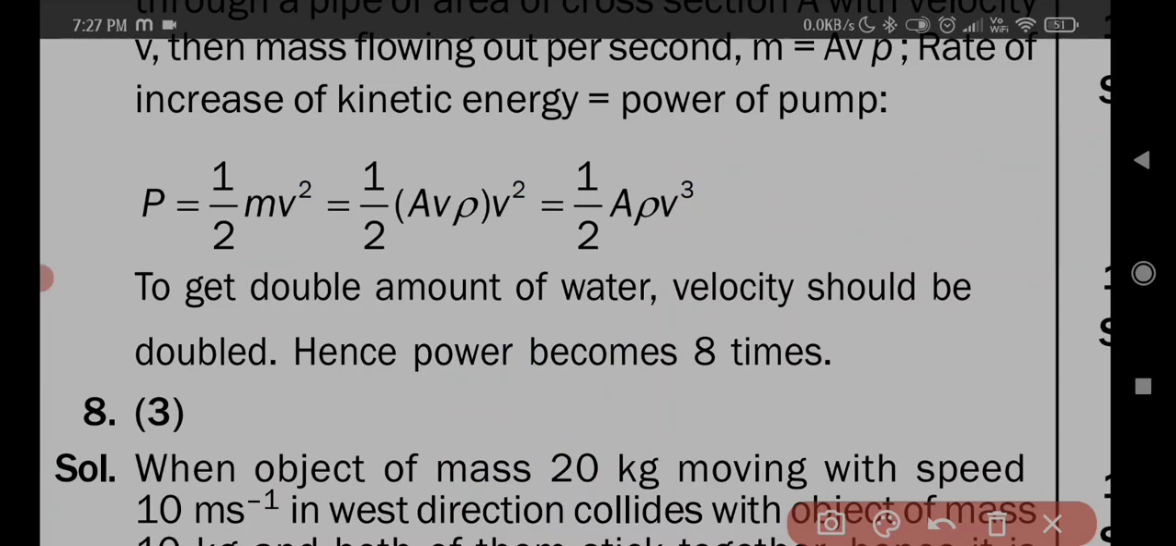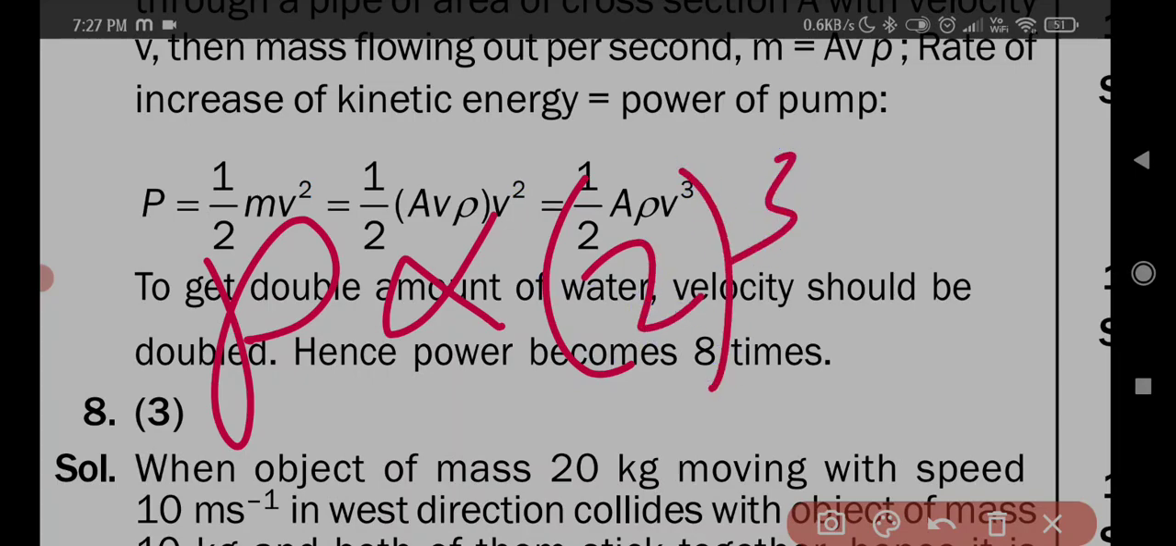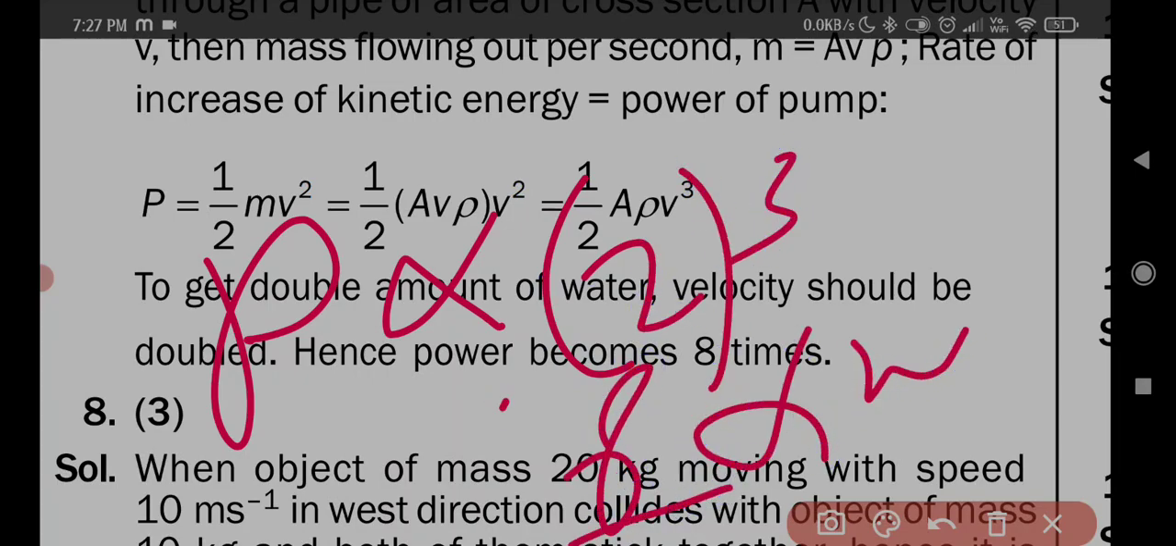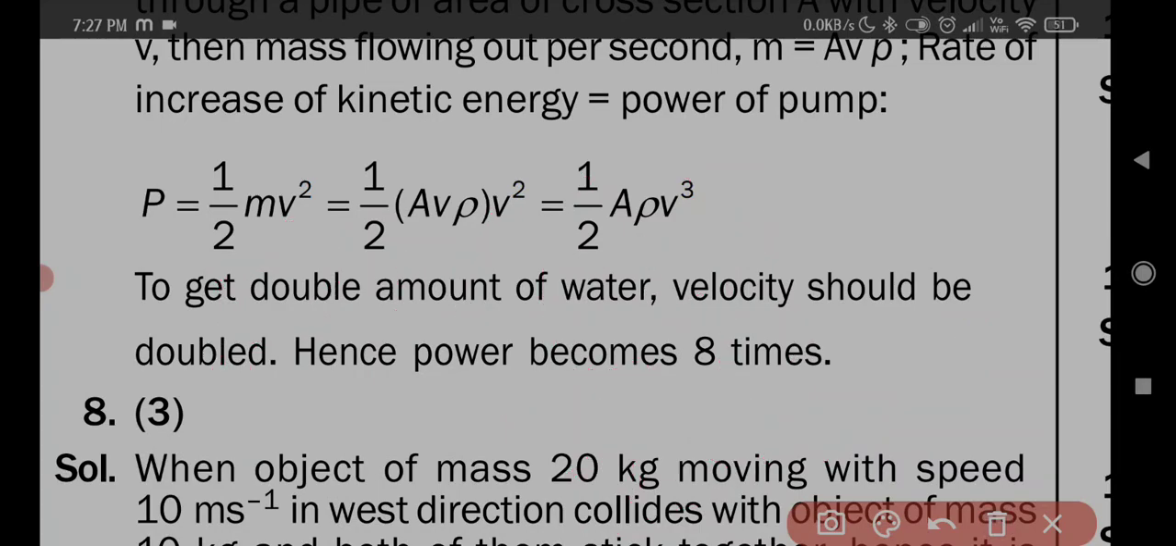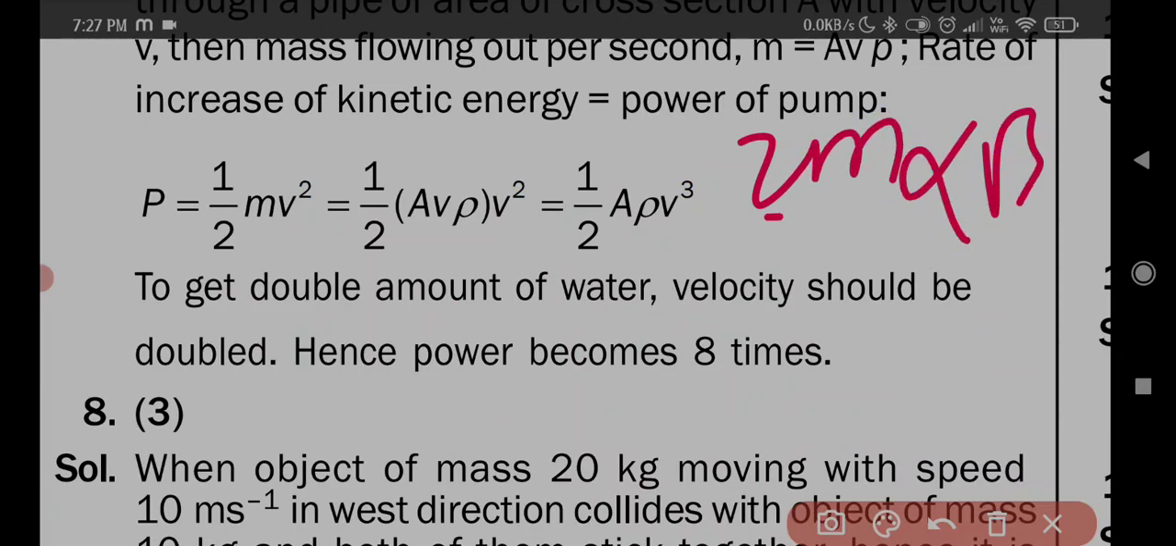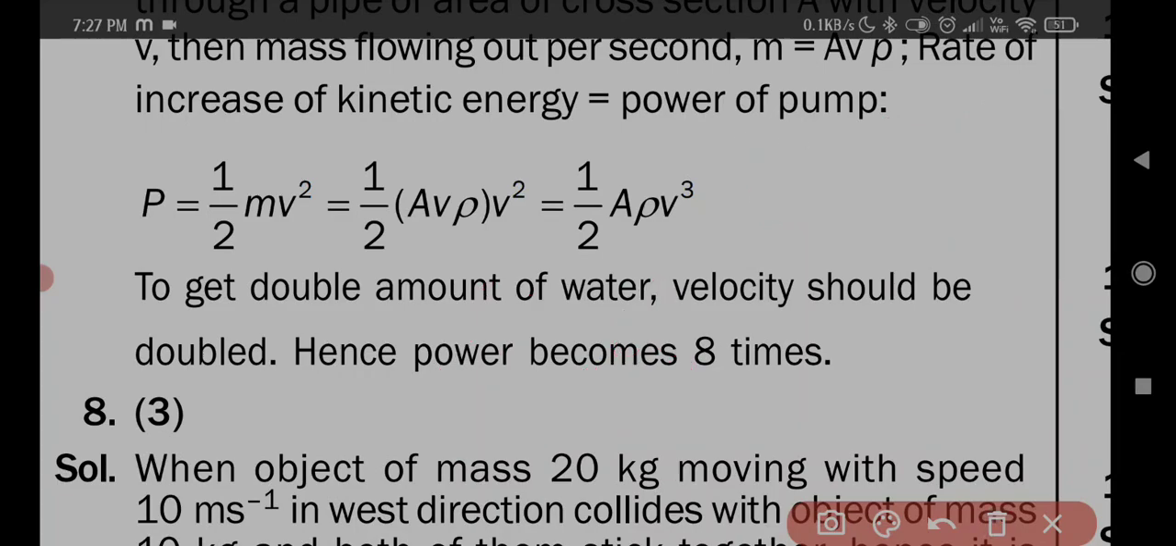If I cube this, I'll get 8, right? So it will become 8 times. See, mass is doubled, and mass is directly proportional to v cube. So I have to cube this velocity. So 2 cube is 8 times, so power will become 8 times.